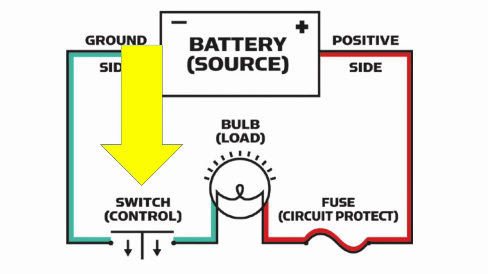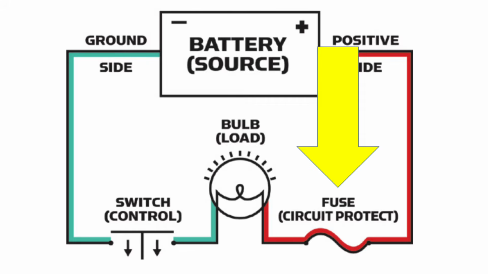Third is the control device. Without this, the load would stay on all the time. Control devices can be located on either side of the load, that is, on the ground path or the positive path, and includes any component that completes the path needed for current flow. What examples can you think of?